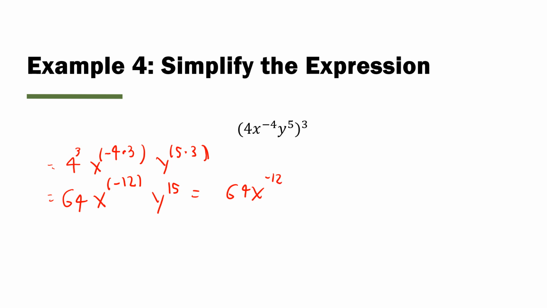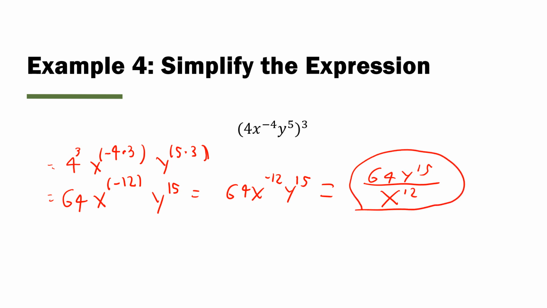Now to make this even more simplified, I can take my x to the power of negative 12, negate the 12, and bring my x to the denominator. Again, it's only the x because x is the only term being raised to this negative exponent. So this will get us 64 times y to the power of 15 divided by x to the power of positive 12. Let's continue.